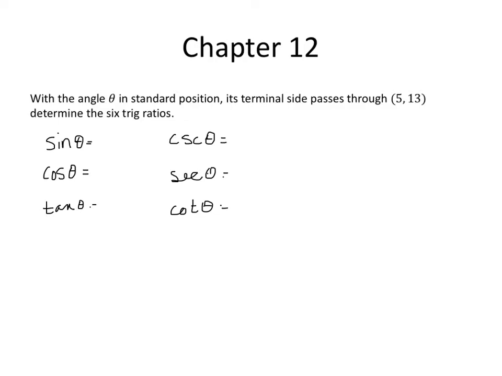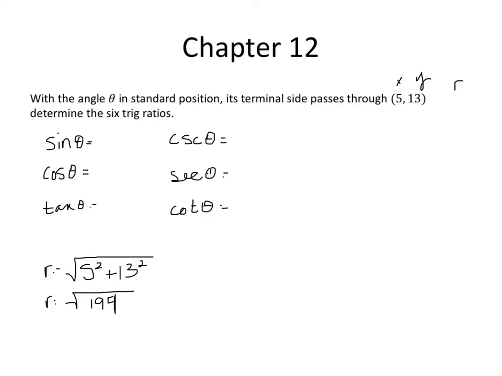Now we are given an x and a y, and because this is not a unit circle, we need to calculate r. And so r is really just the distance formula. This happens to be a prime number, or it's not a prime number, but there is no way that we can factor out a perfect square, so we have to leave this as square root of 194.